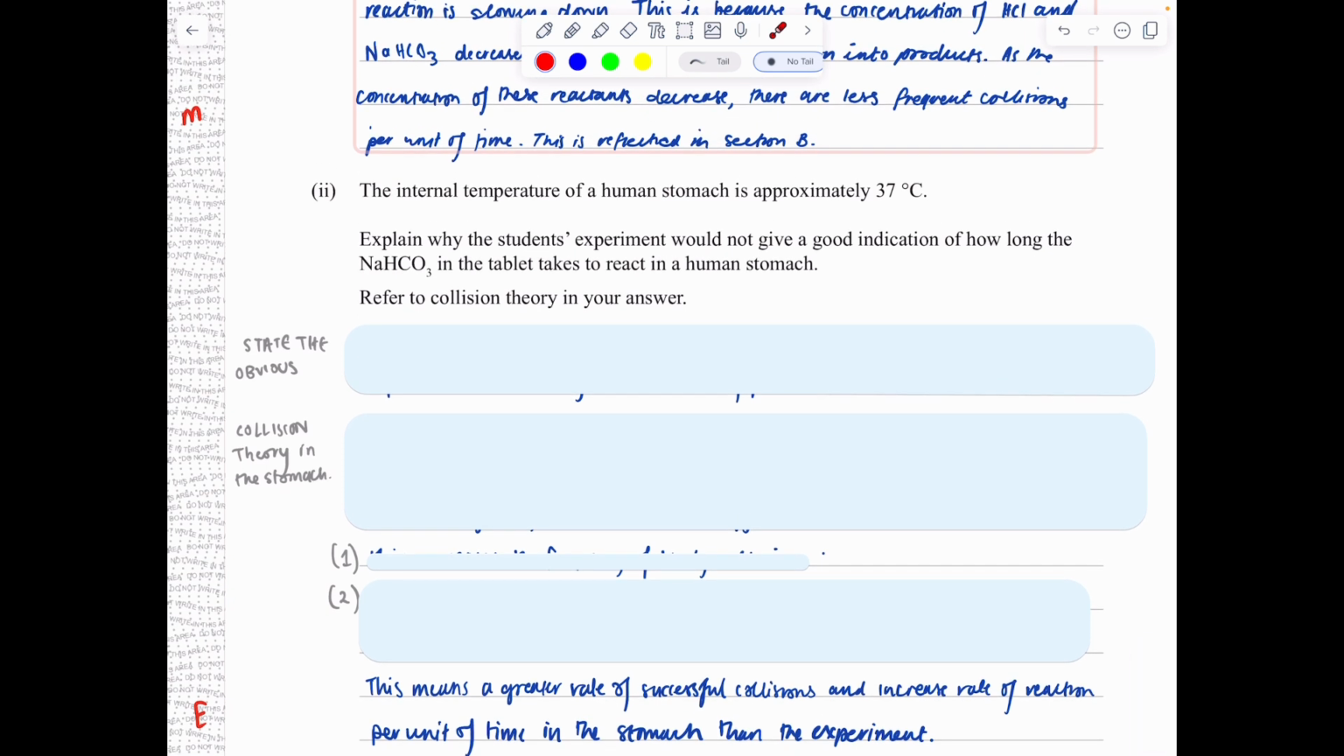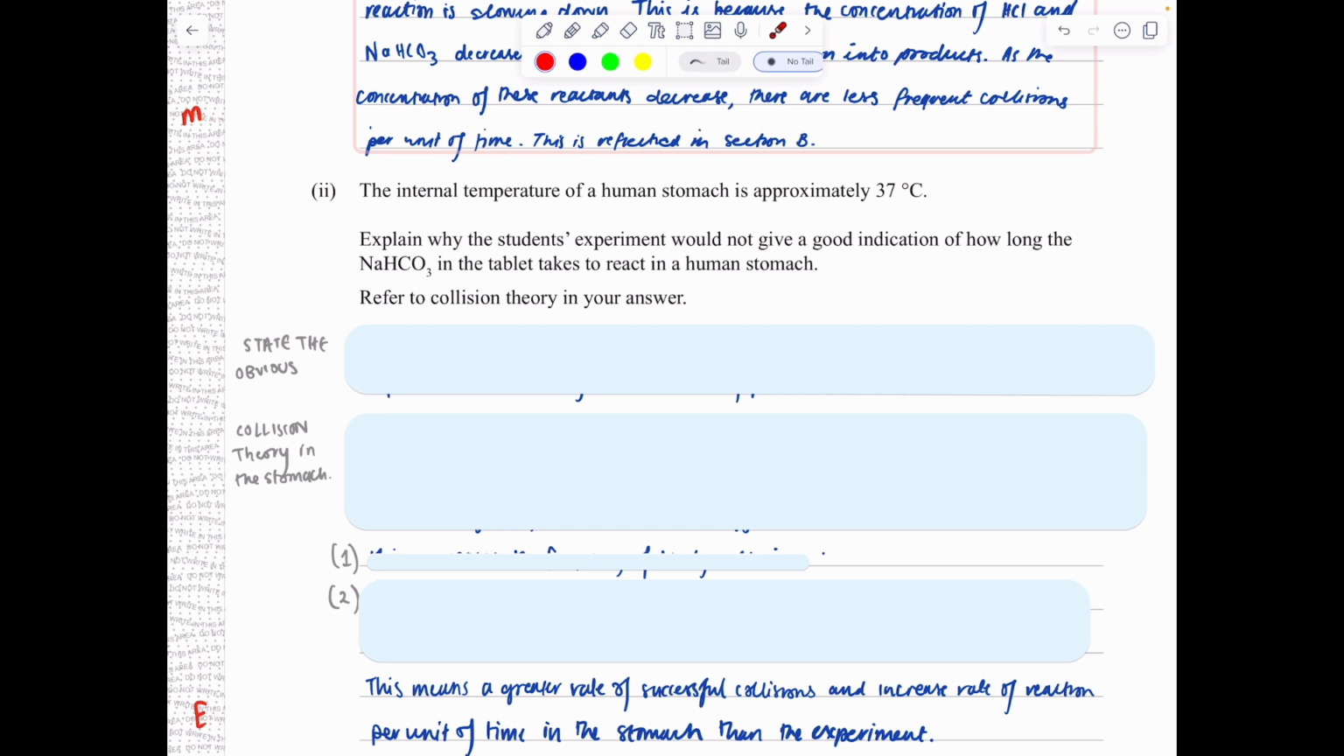The internal temperature of a human stomach is approximately 37 degrees Celsius. Explain why the student's experiment would not give a good indication of how long sodium hydrogen carbonate in the tablet takes to react in the human stomach. Refer to collision theory in your answer.